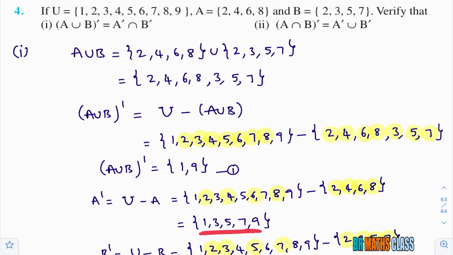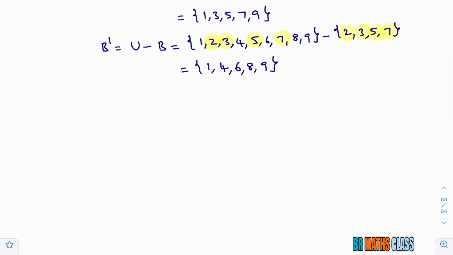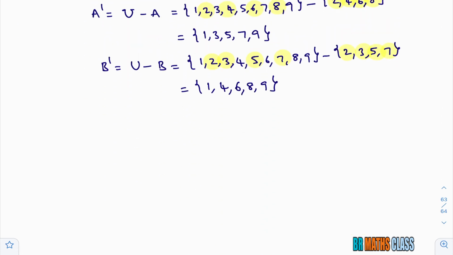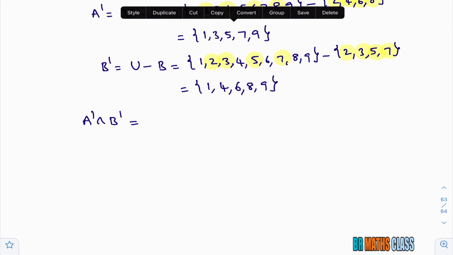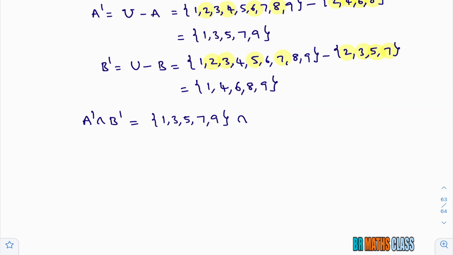Actually, I need to verify A dash intersection B dash. So I'll calculate this RHS, A dash intersection B dash. You know how to calculate the intersection of two sets. What is A dash? Look here, A dash is this one. And what is B dash? You can look here, this is B dash.